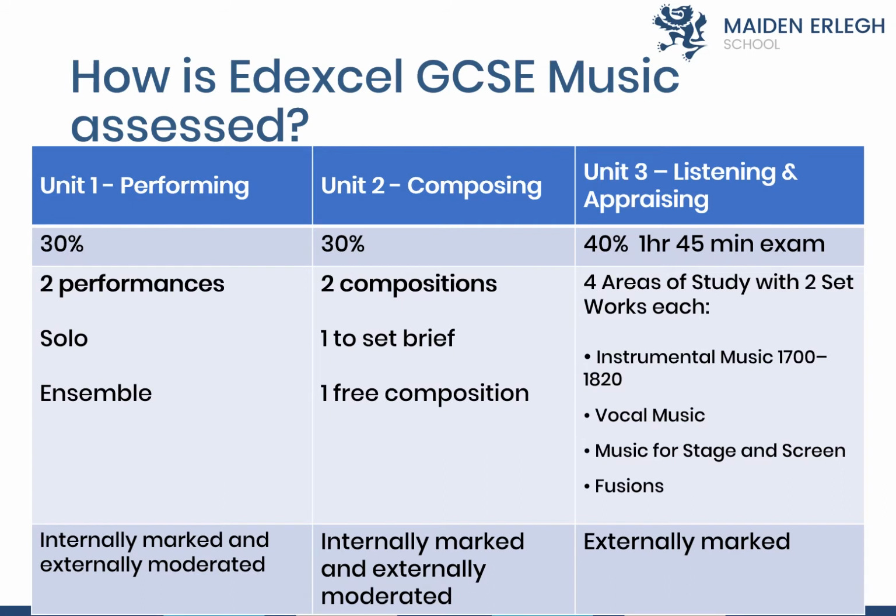We study Edexcel for GCSE Music. This course is made up of 3 units. Unit 1, Performing, where you'll do 2 performances, a solo and an ensemble, and this is worth 30%. Unit 2, Composing, also worth 30%, where you'll complete 2 compositions. One is set to a brief from the exam board, and one is a free composition. The final unit, worth 40%, is Unit 3, Listening and Appraising, which is the exam that is sat at the end of the GCSE course. I will go into more details about each of these units as we go through the presentation.